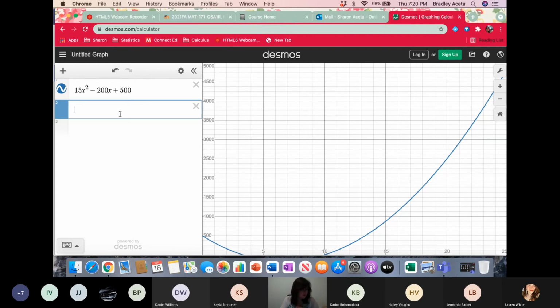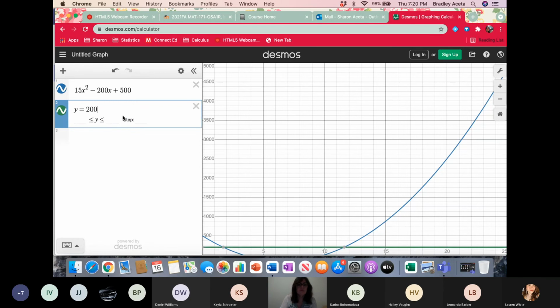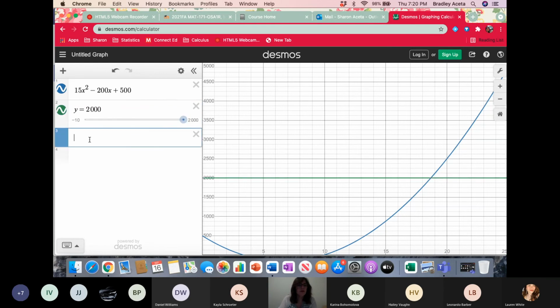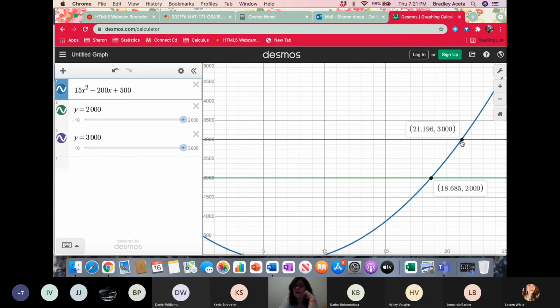So I'm actually going to write 2,000. Actually, I think I have to put y equals 2,000. And then here, I'm going to put y equals 3,000. So when is the volume between 2,000 and 3,000? I'm going to look at these points right here. That point and that point. This is why I like Desmos.